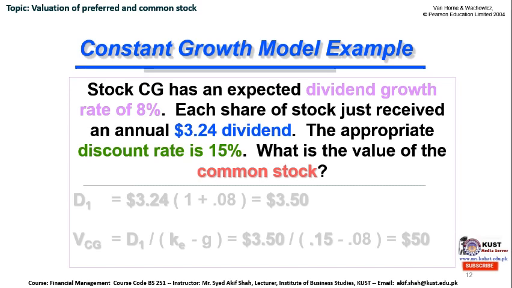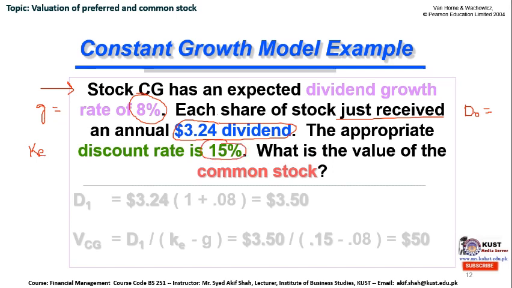Here is an example of a constant growth model. The statement states that the stock CG, which refers to constant growth, has an expected dividend growth rate of 8%. So the G factor has been given in the question's first statement, which is 8%. And then the question says each share of stock just received an annual dividend of $3.24. So, dear student, just focus on the words "just received", which means it's the current time period, like D naught. The D naught in this case is $3.24. And then the appropriate discount rate, which is KE in this case, is 15%.